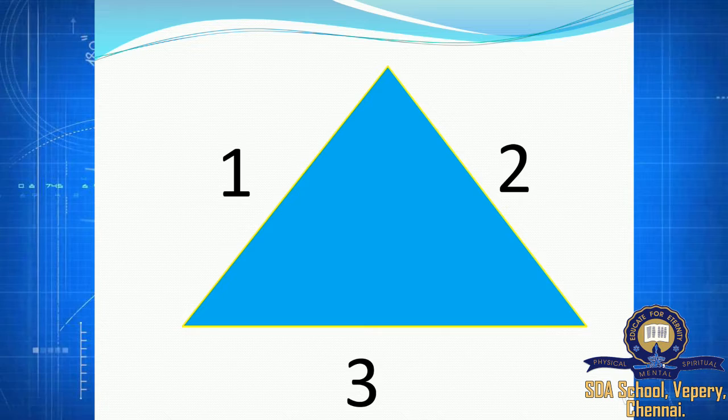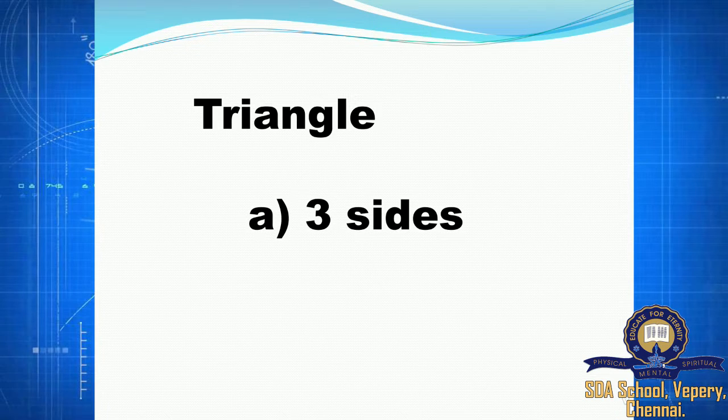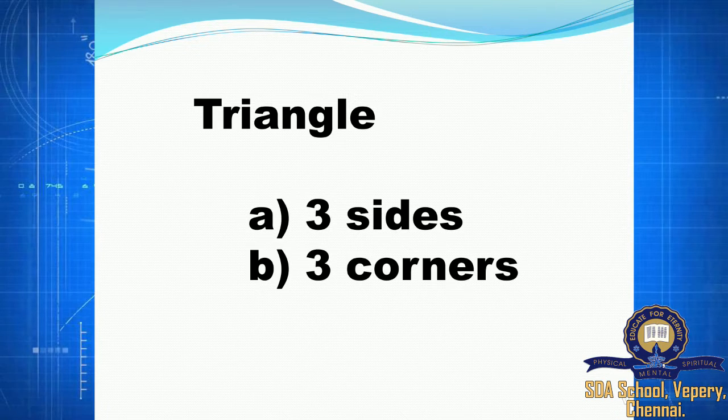Now we'll see some objects. Before that, we will see the important features one more time. A triangle has 3 sides and 3 corners.